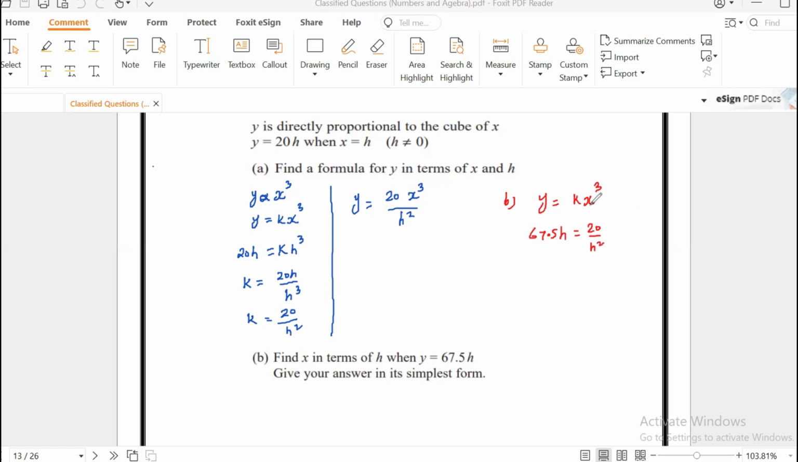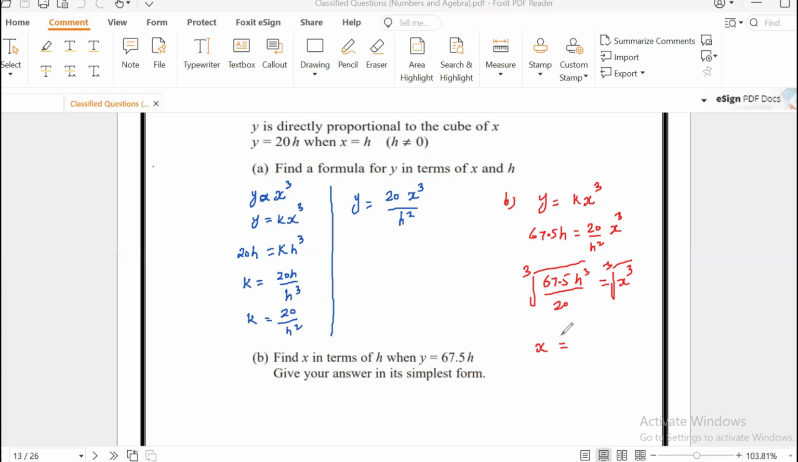Don't replace the value of x, keep it the same, because we are looking for x in terms of h. Okay, so x cubed, and then in the next step we can say that 67.5 h cubed over 20 is equal to x cubed. As we are looking for x only, we can take the cube root on both sides. So in this way, we can say that x in terms of h is what?